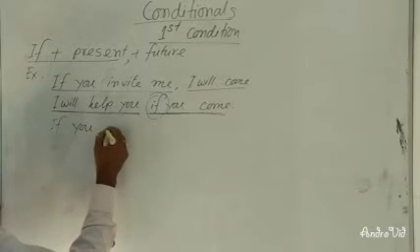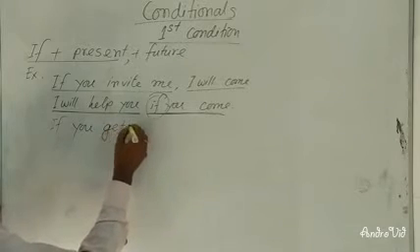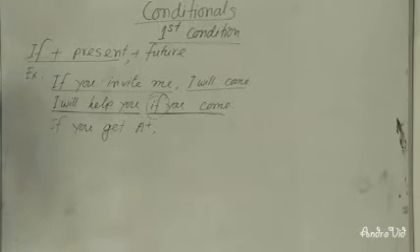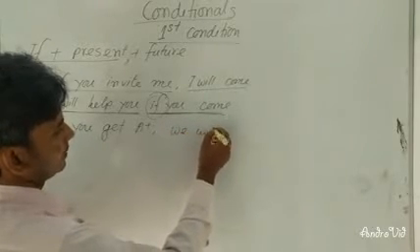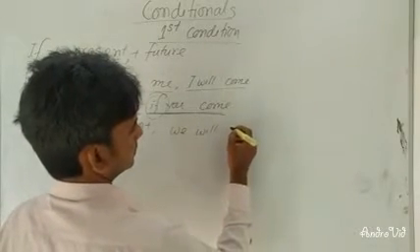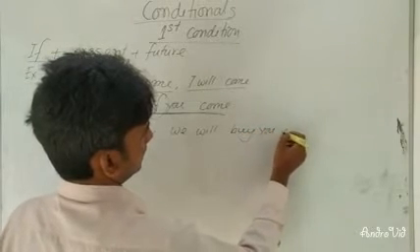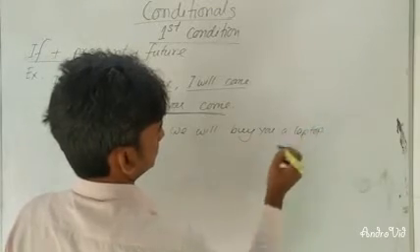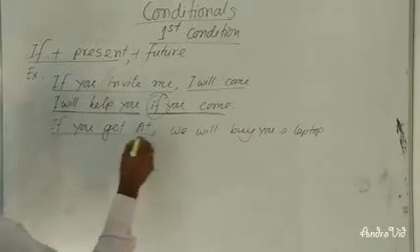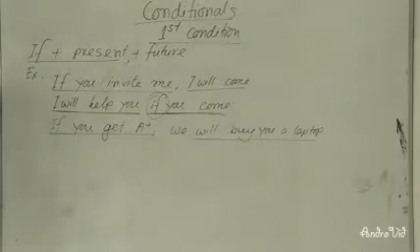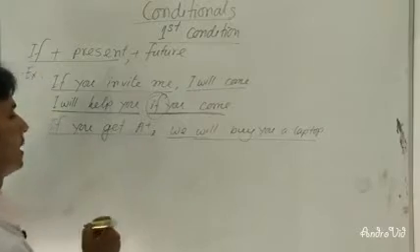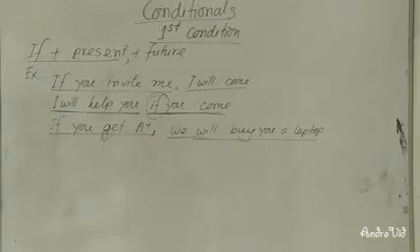If you get A plus, we will buy you a laptop. Dear learners, you can see that this is the subordinate clause: if you get A plus. And here this is the principal clause: we will buy you a laptop. If you write the principal clause at the end, then you will have to put a comma before it. If you write the subordinate clause at the beginning, then you will have to put a comma, then you write the principal clause.